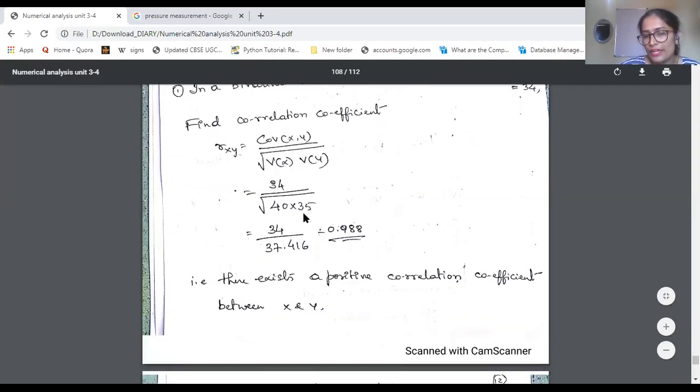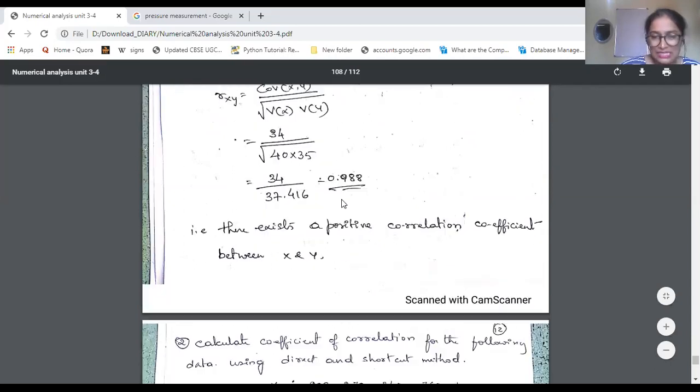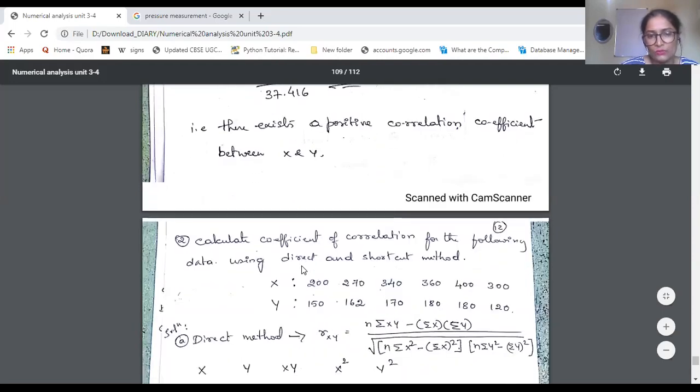So when we get the value r equals 0.988, we can say that this is a positive correlation, because it's not 1, but it's pretty strong, close to 1. There is a positive correlation between the variables x and y.